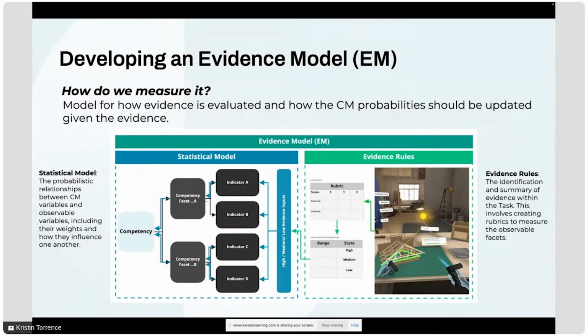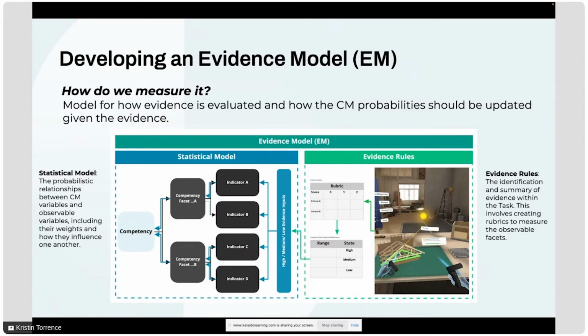The evidence model is a model for how evidence is evaluated and how the competency model probabilities should be updated given the evidence. It's made up of two models: the evidence model and the statistical model. The statistical model is a model of the probabilistic relationships between competency model variables and observable variables. This includes their weights and how they influence one another, especially when evidence is collected.